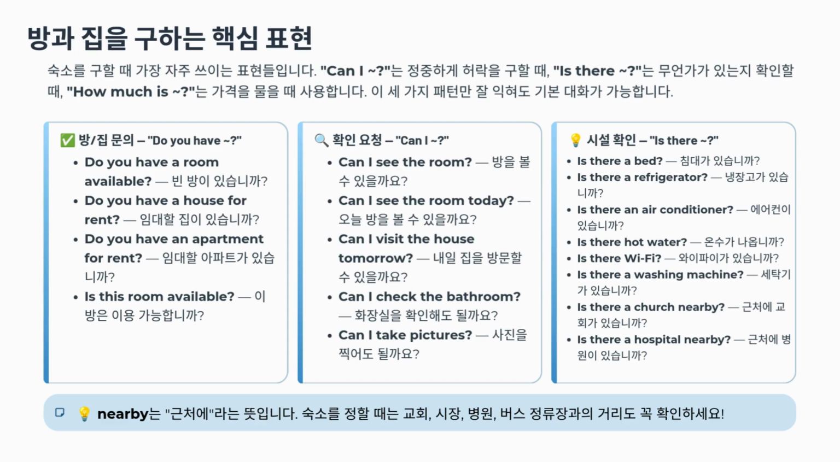Third, check facilities with, is there? Ask, is there a bed? Is there a refrigerator? Is there an air conditioner? Is there hot water? And, is there Wi-Fi? You may also ask, is there a church nearby? Or, is there a hospital nearby? Look carefully before deciding, and never be afraid to ask a clear question.